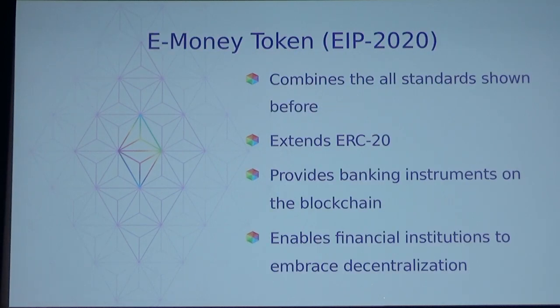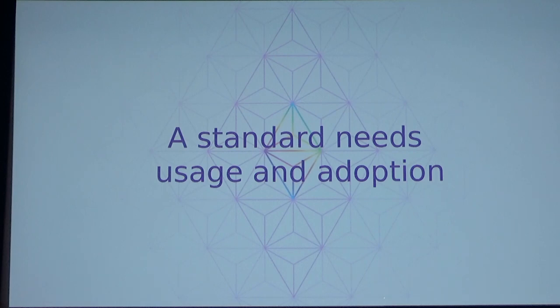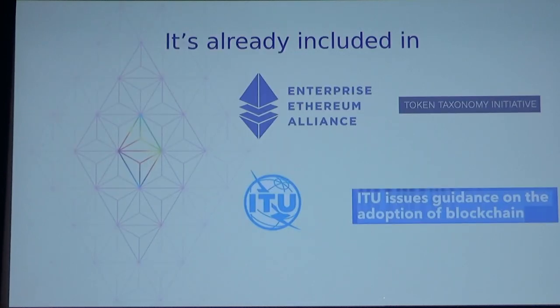So if we put all these four things together, we come to our e-money token standard, which is published by us under EIP 2020. The important thing here is also that it extends the ERC-20, so all the functions that you use in the ERC-20 are also supported there. And our main goal here is really that financial institutions have a way to embrace decentralization, and the blockchain specifically. A standard needs usage and adoption, so this is why we have been working with different work groups. Nowadays we are working with the Token Taxonomy Initiative, which is part of the EEA, mainly reshaping and fine-tuning our standard. On the other side, we are part of the ITU, which has included our research into its latest research, and the different work groups are fine-tuning and going deeper into our implementation.